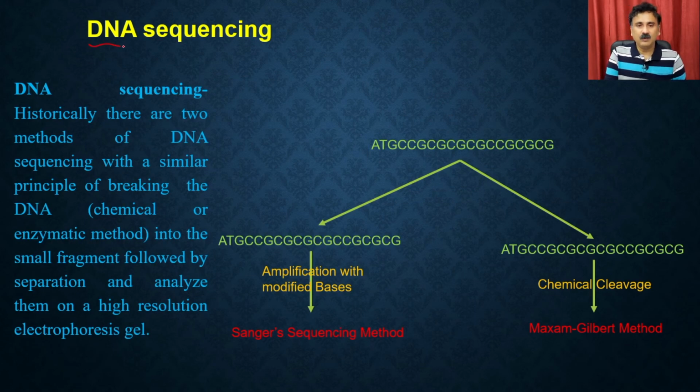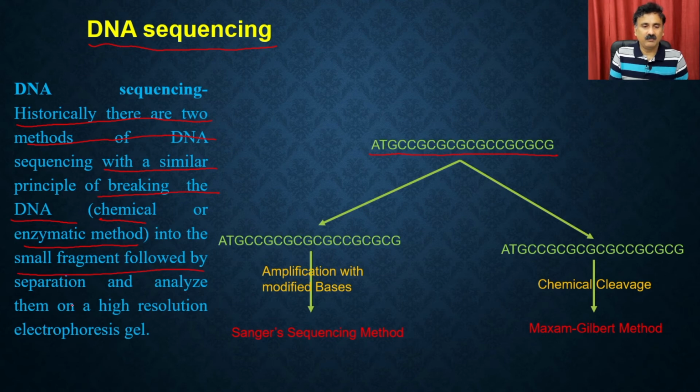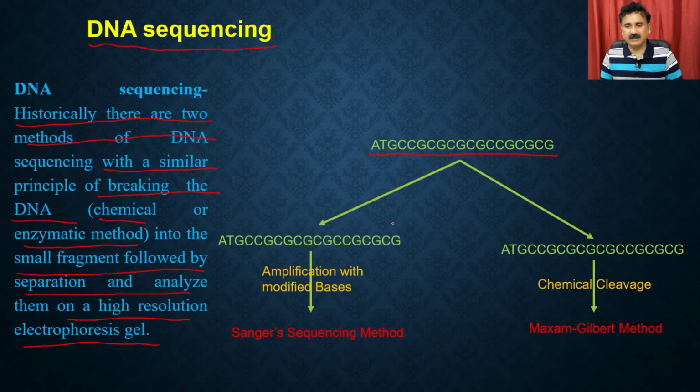Now, if you want to do DNA sequencing, for example this is the DNA that you have, you have two options. Historically, there are two methods of DNA sequencing with a similar principle of breaking the DNA. First, because it is not going to be single stranded DNA but double stranded DNA, you have to break the DNA, either by a chemical method or an enzymatic method, into small fragments, followed by separation and analysis on a high resolution electrophoresis gel. So you have the two methods. One, you are going to break this into two parts.